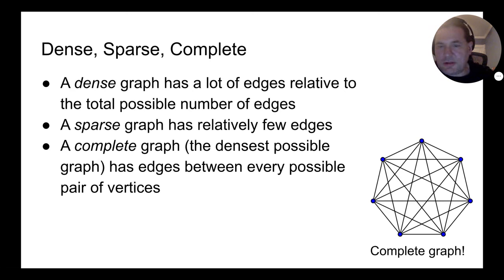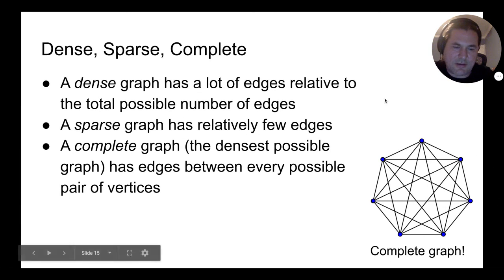So other terminology: dense, sparse, and complete. A dense graph has a lot of edges relative to the total possible number of edges. So what this means is a lot of the nodes are close to their maximum degree. A sparse graph is going to have relatively few edges, right? So that means most nodes are going to have a very low degree. And a complete graph, that's the densest possible graph. It has edges between every possible pair of vertices.